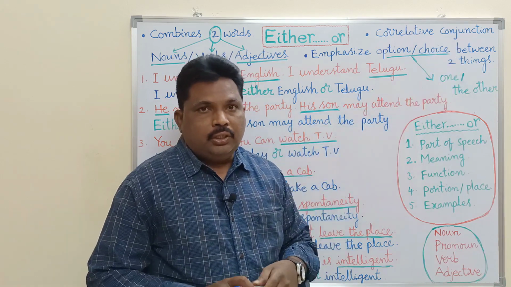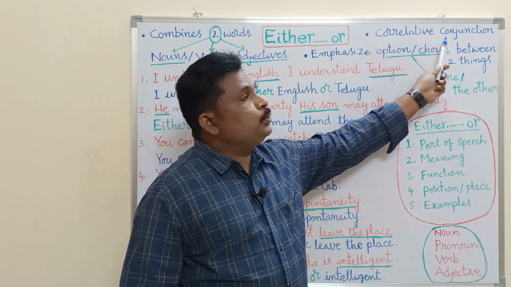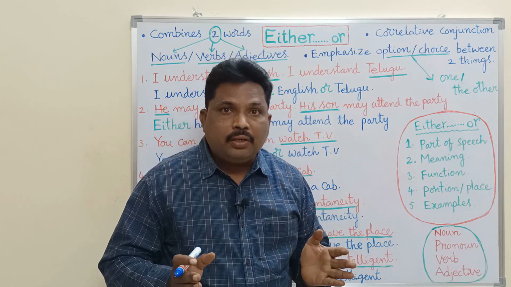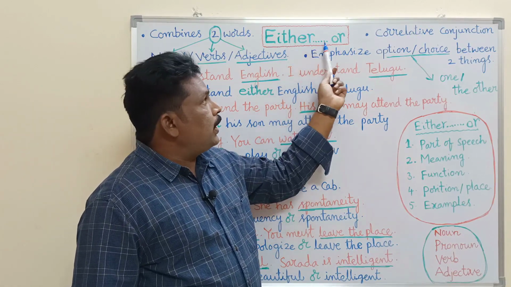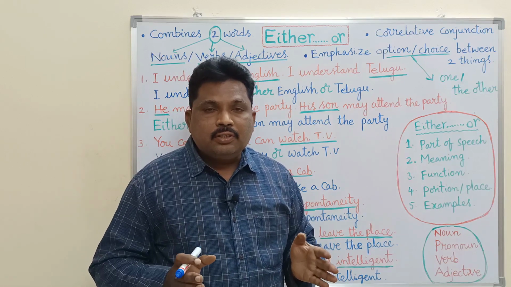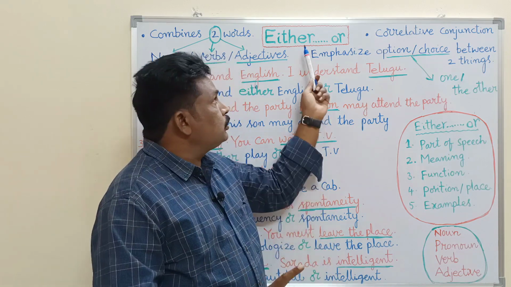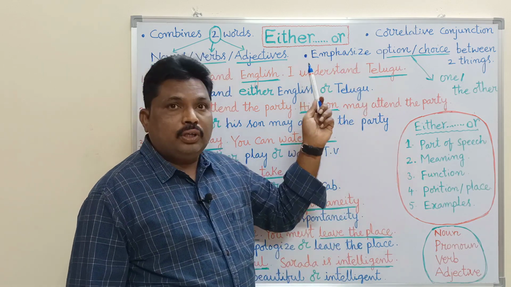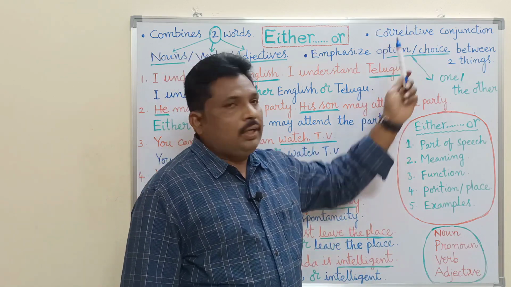In conjunction, we have different kinds. The kind is correlative conjunction. Correlative conjunction is nothing but a pair of words. We have two words, either or. In between these two, I have put some space. What does it mean? It means these two words are not used at the same place. Either is used at one place, or is used at another place. Either is used before a word, or is used before another word. That is correlative conjunction.